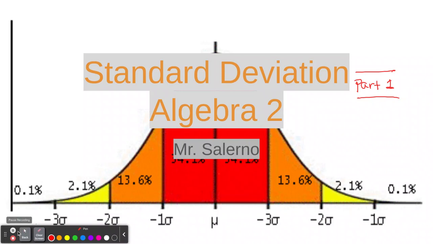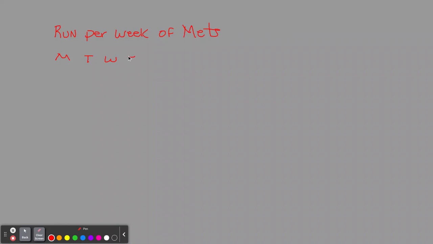So let's get a clean page here. And why don't we start with red? We'll use red. So let's use a baseball analogy first here. Let's say that we're looking at the runs per week of, well, let's just say the Mets. And let's say they played the whole week. Sometimes you have a day off, but we'll put in the days here: Monday, Tuesday, Wednesday, Thursday, Friday, Saturday, and we'll add Sunday at the end there.